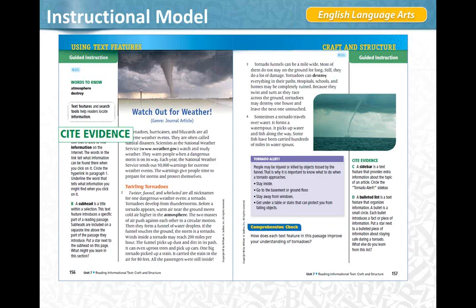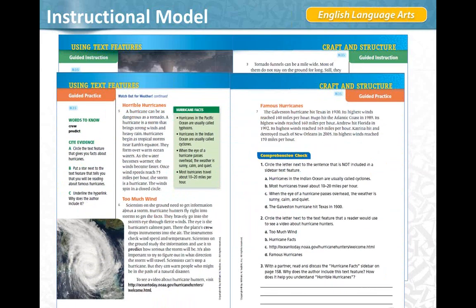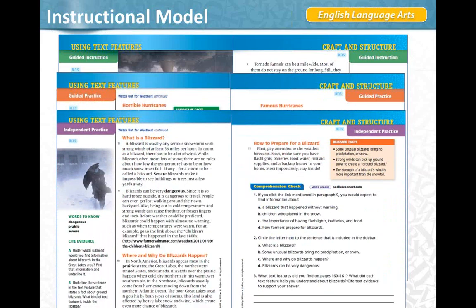So in our guided instruction, we're going to cite evidence. And when you cite evidence, you go back and you read more carefully. So let's go back to paragraph 1 and cite the evidence and underline, and they're engaged. The second step is the guided practice. And the third step is the independent practice. So that was the second standard.